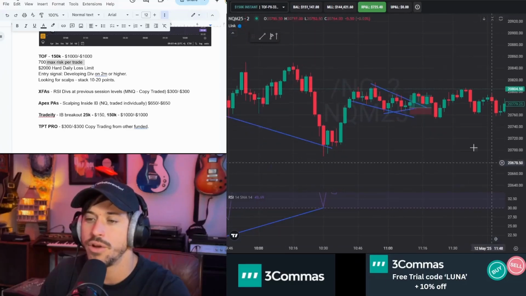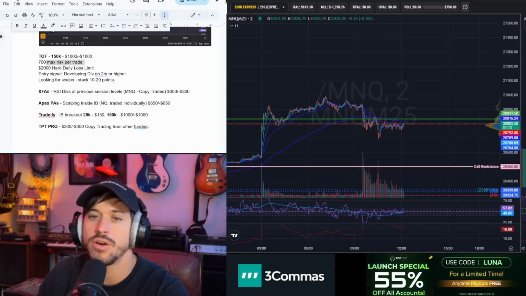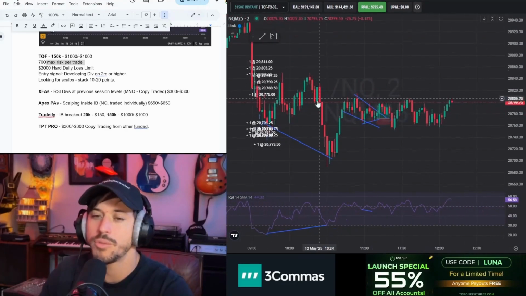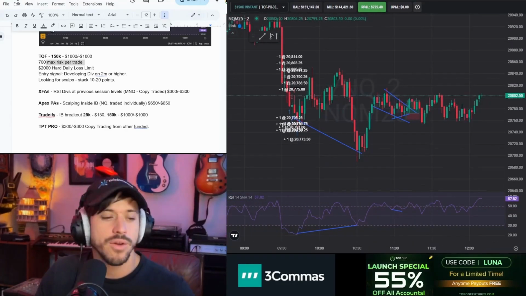I'm used to doing it because I've been trading RSI divs already on Top Step, so on Project X. It should be easy to do them on Top One Futures, Project X platform the same way. But now I have a plan.